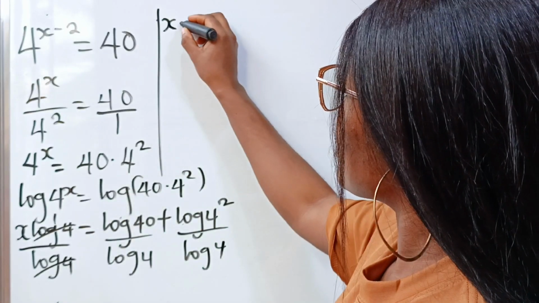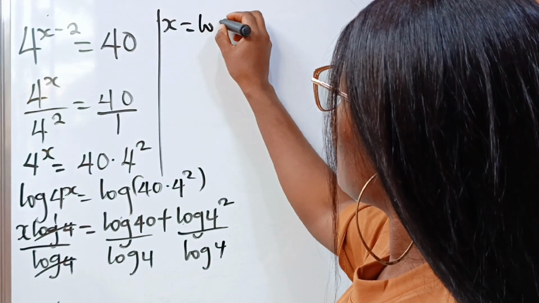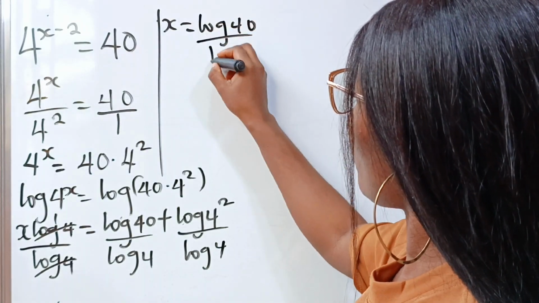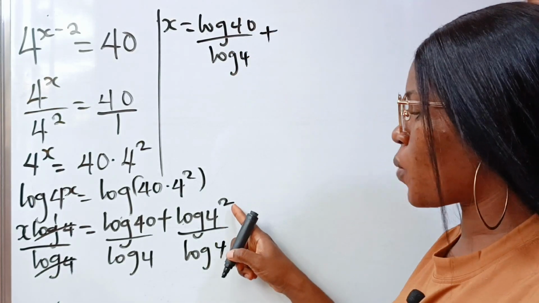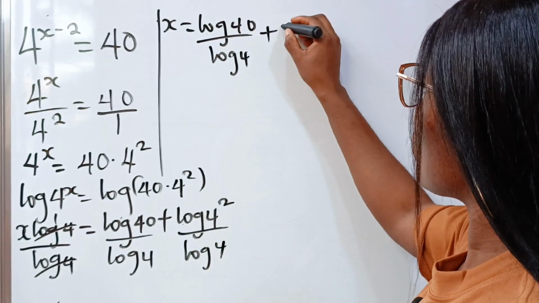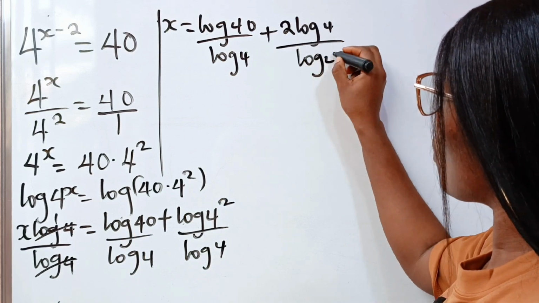Then it is equal to log 40 divided by log 4 plus log 4 squared. Now these two will come down to become 2 log 4 divided by log 4.